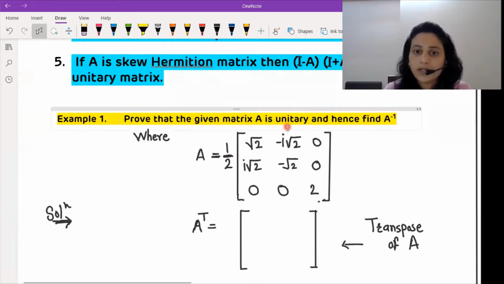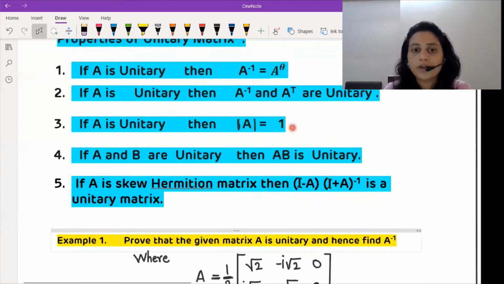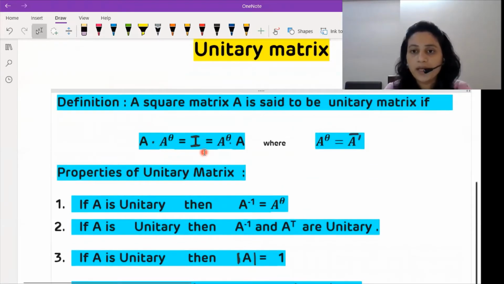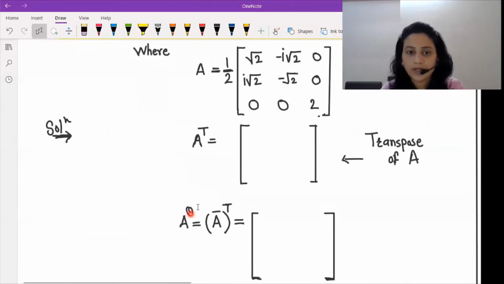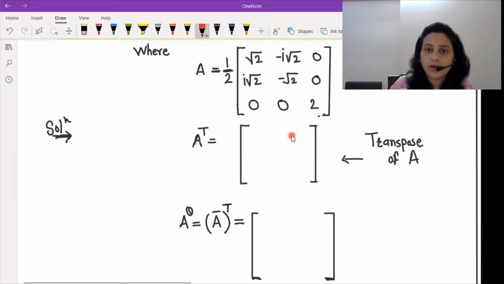For a unitary matrix, by definition, the product of A and A raised to theta should be the identity matrix. We are going to use this definition. So we need to first find the product of A and A theta. A we already have. Now we need to find A raised to theta, that is the transpose of the complex conjugate. For A theta, we first find the transpose of the given matrix. So here I am going to write the transpose of the given matrix. 1 upon 2 is a constant, as it is. Transpose is nothing but interchanging rows and columns.